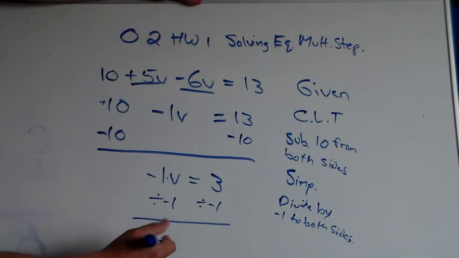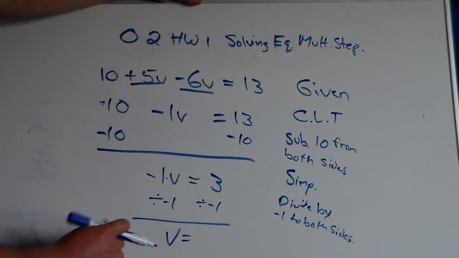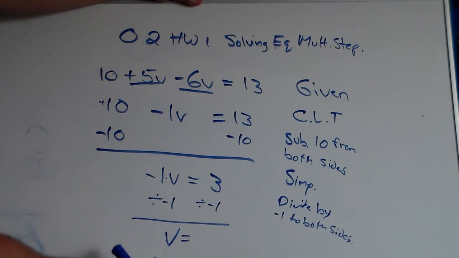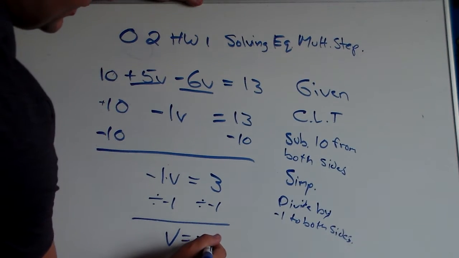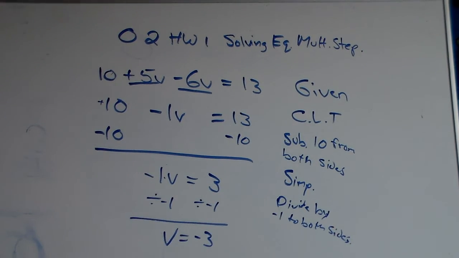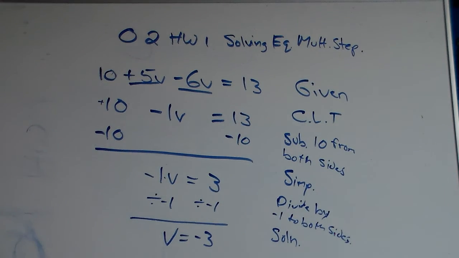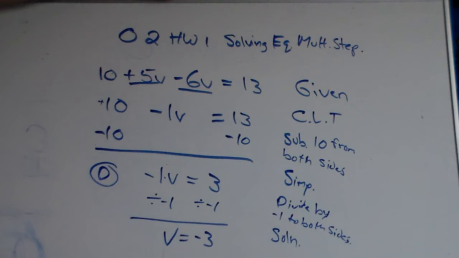Negative 1 divided by negative 1 is 1v. So we just write v, because 1v and v, they're the same thing. 3 divided by negative 1 gets you negative 3. And that's our solution. V equals negative 3. We look at our answer choices, and we see that's D. So number 2 is D. That's our answer for number 2.